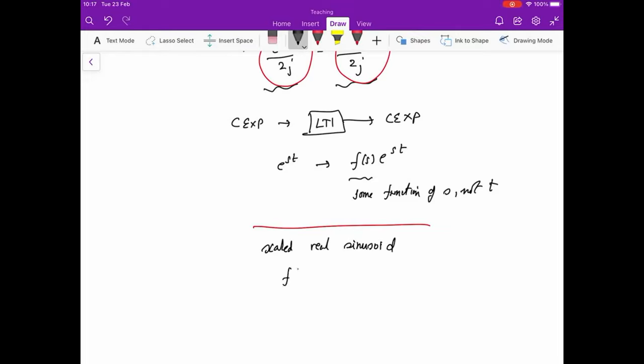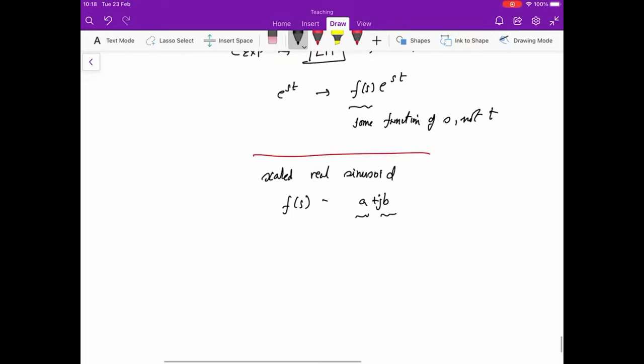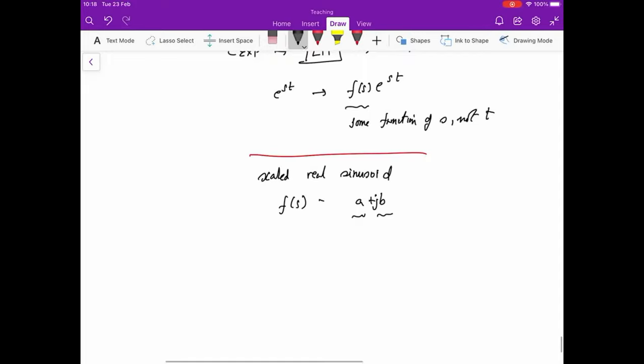Now, f of s could have some value. For each value of s, it'll be some value of a plus jb. So it's going to have some real and some imaginary component. Now, the real component will result in the scaling of the sinusoid, with some value of s, not with respect to time, but with respect to s. And then this jb will result in actually a phase shift, possibly.